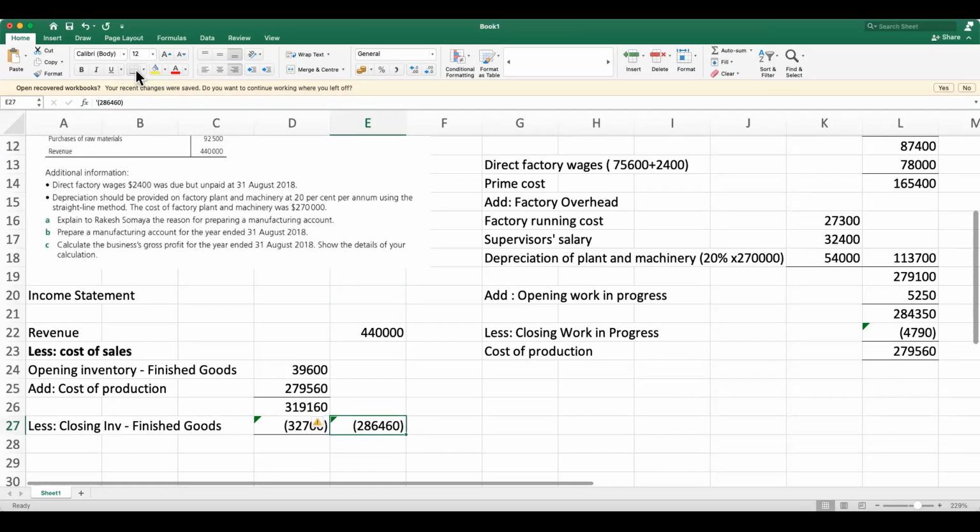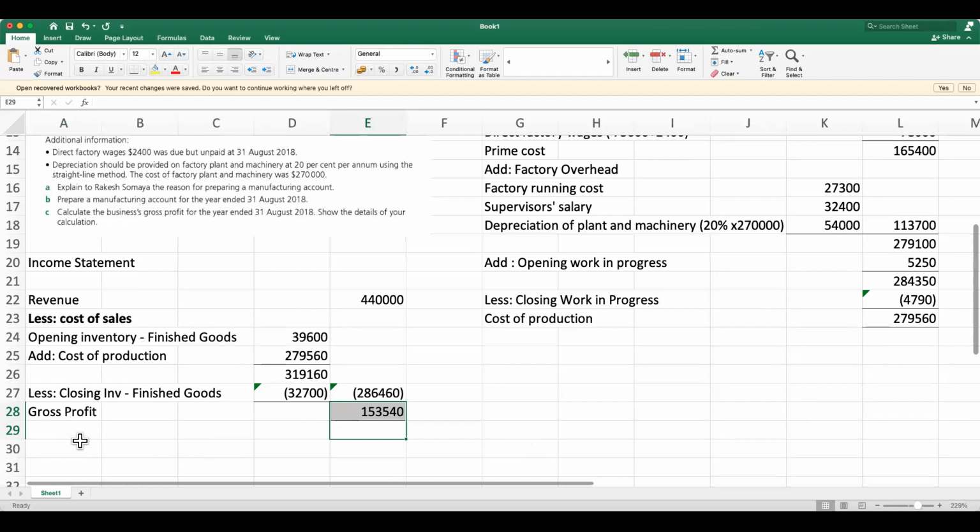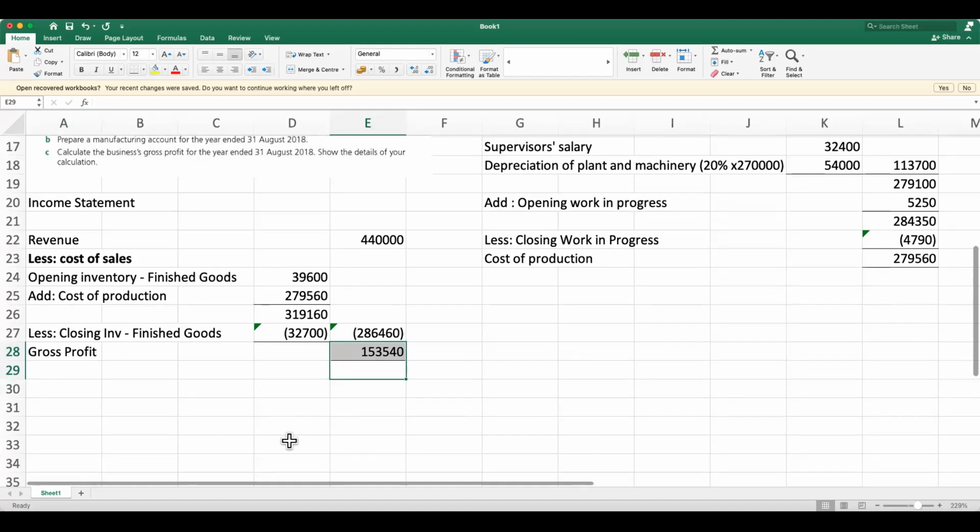And at the end, we will get our gross profit. This minus this, 153,542. So, gross profit. Okay, if there is anything after this, you'll be less all your expenses, so on and so forth, to get your profit for the year.